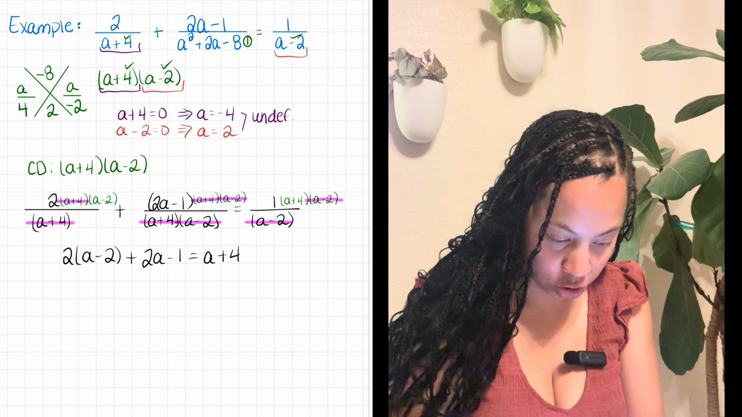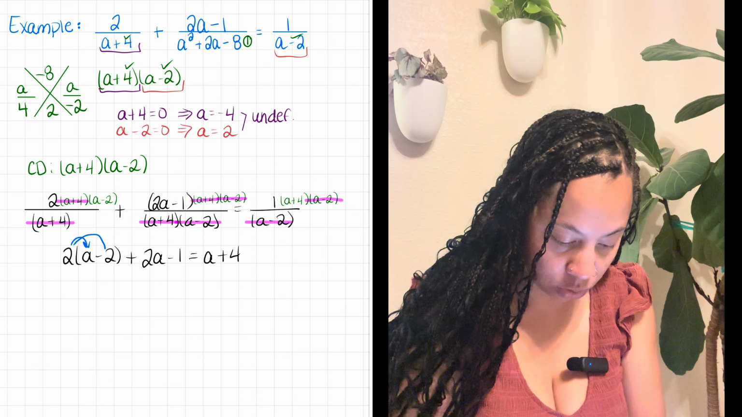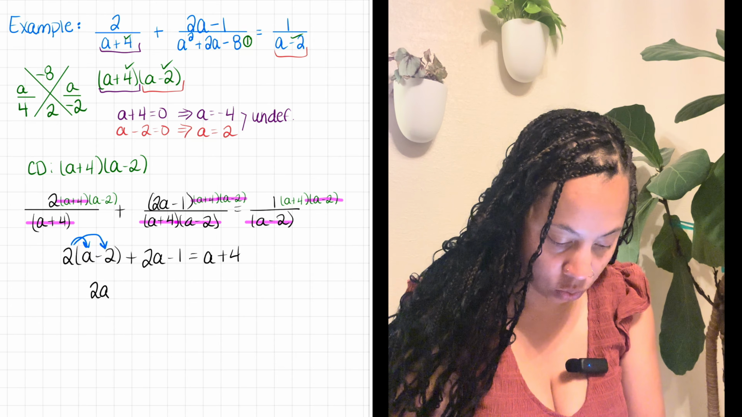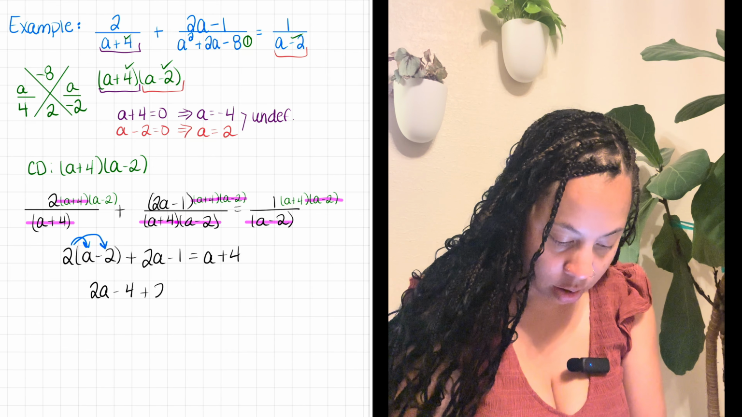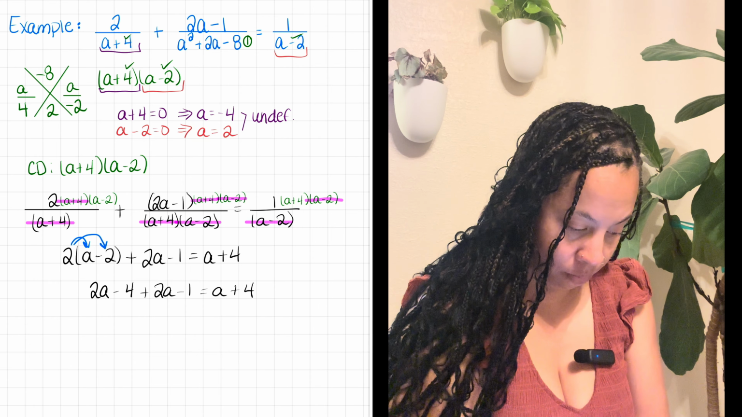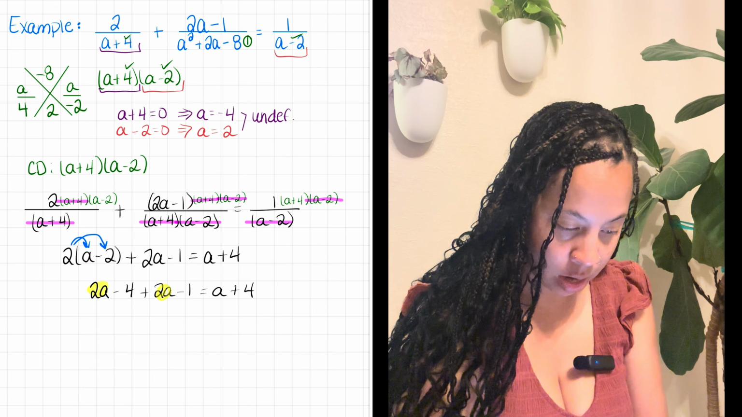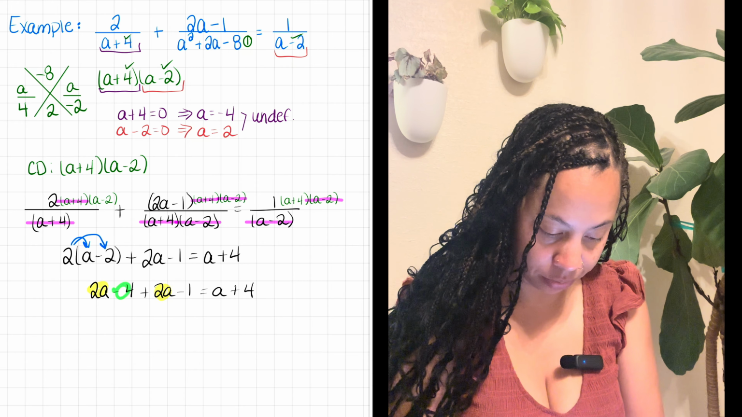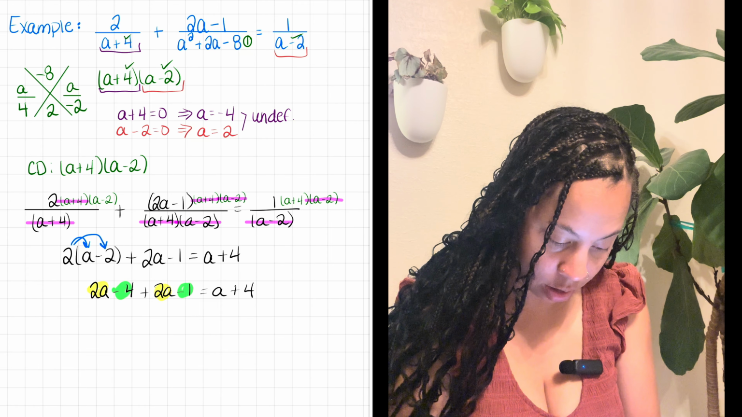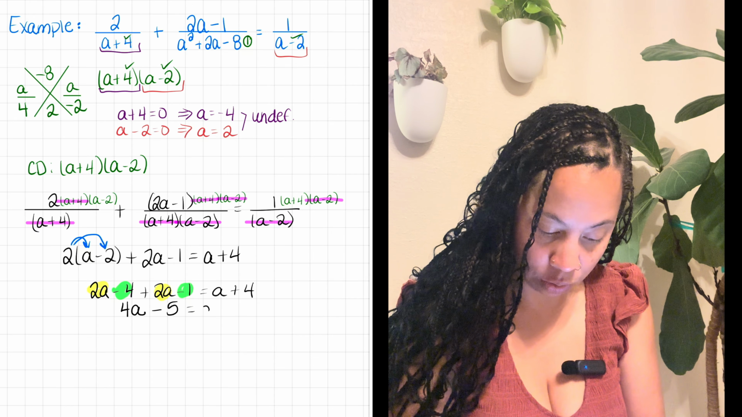The only one we have to distribute is this first one. So we're going to do 2 times a and 2 times negative 2. That gives me 2a minus 4 plus 2a minus 1 equals a plus 4. And we can combine like terms. I have these a's here and these numbers here, so we're going to go ahead and add them. So we have 4a minus 5 equals a plus 4.